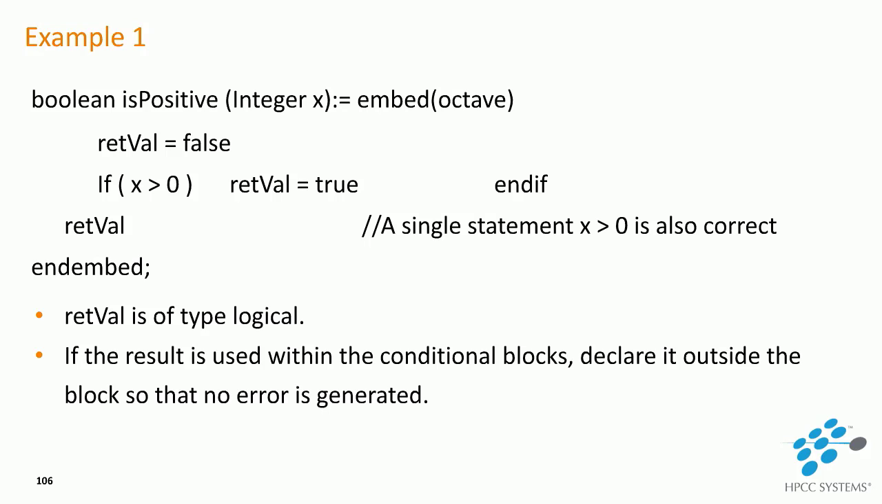So here's the first example. It just shows you a conditional block there, and then I get a Boolean output. I pass an integer to it. This is a simple example. I just wanted to show you that conditional blocks can be used within the embedded code.